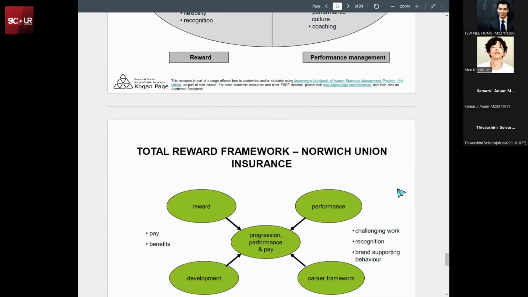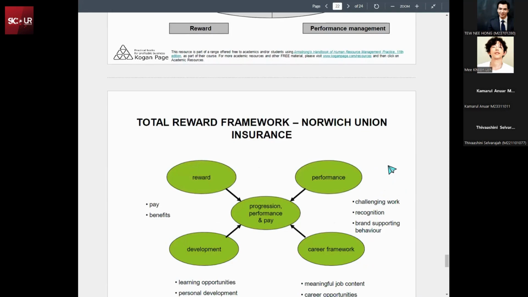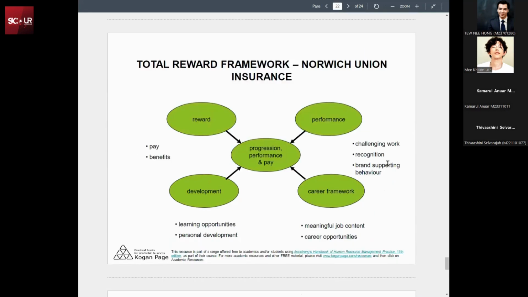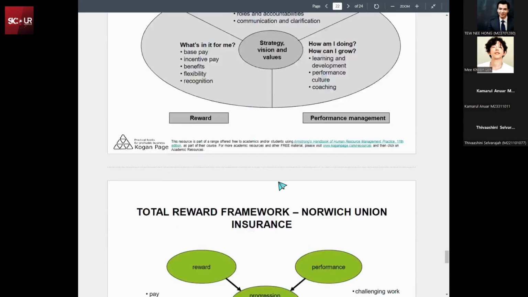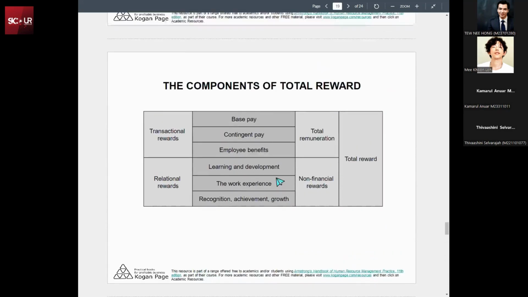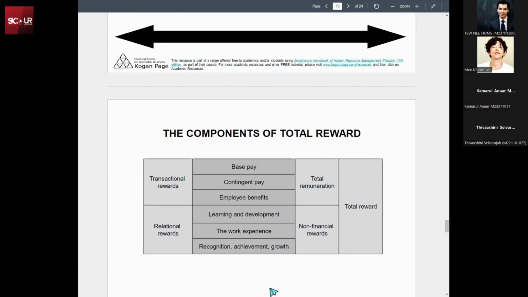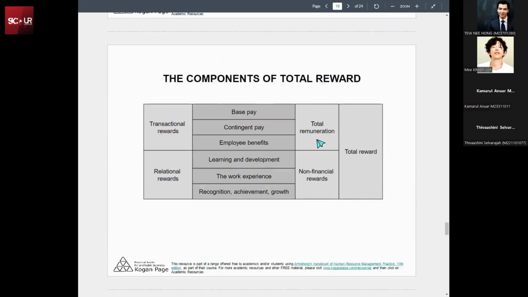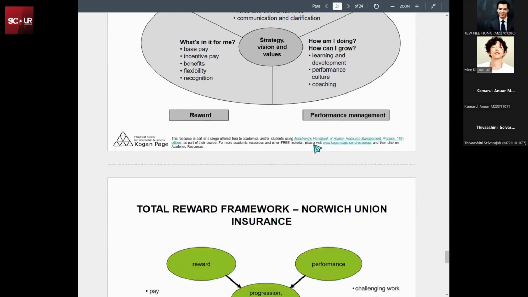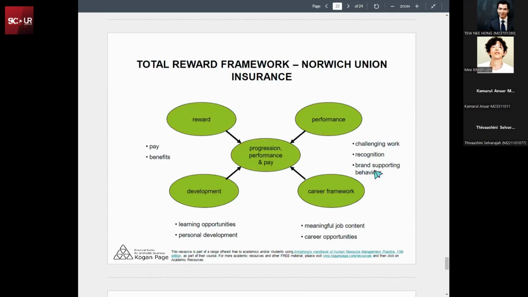Another framework is from Norwich Union Insurance. This is the example. They're focusing on progression, performance, and pay. They put all together. You will see that it doesn't go beyond the components of the reward. For example, this one, performance. We look at the job itself, recognition, and the career framework, meaningful job, career opportunities.